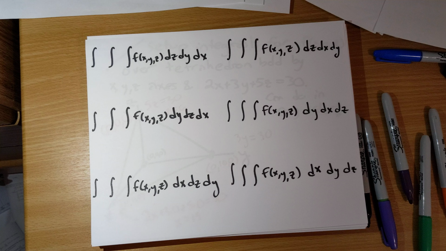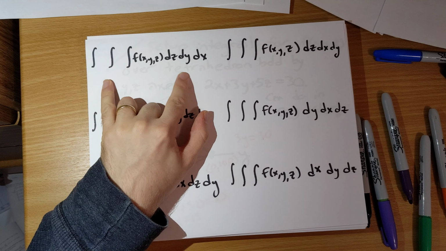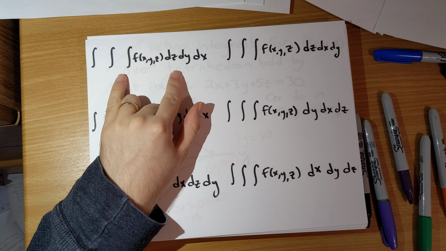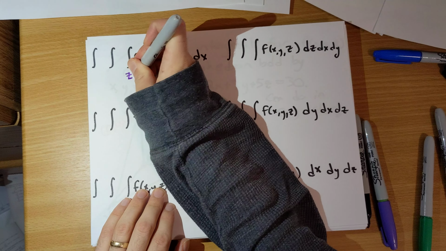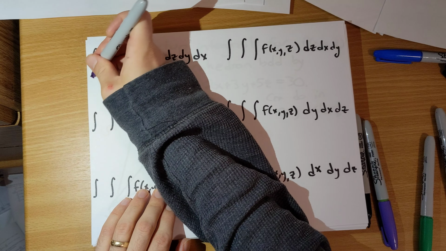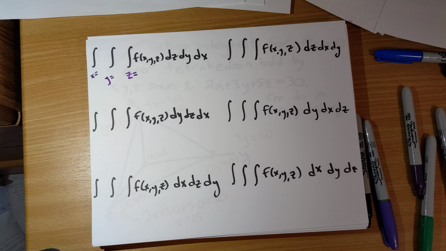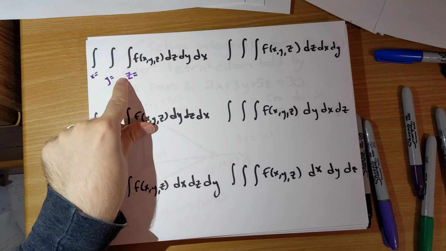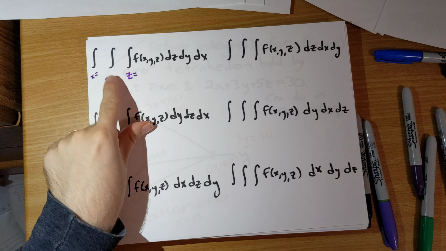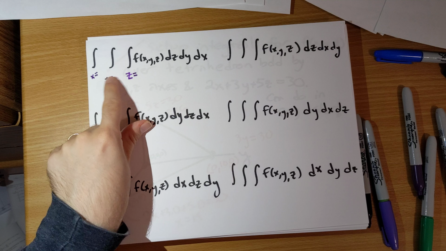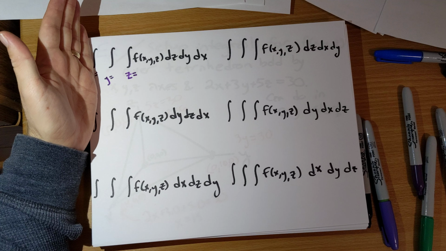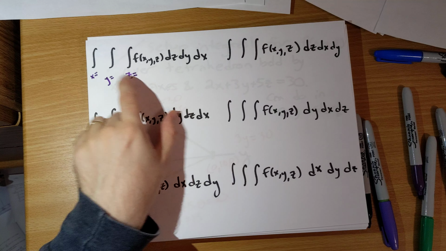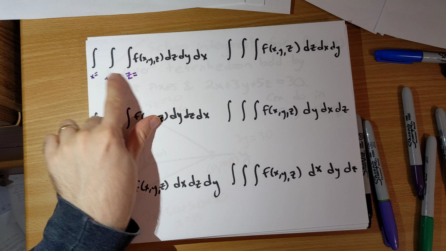Okay, so let's start off with dz, dy, dx. So we integrate with respect to z first, and then with respect to y, and then with respect to x. And so we should know that the z bounds potentially depend on y and x. The y bounds potentially depend on x, but can't depend on z. And the x bounds must be constant. The outside bounds always have to be constant. Inside, z can depend on x and y. y can depend on x, but not on z.